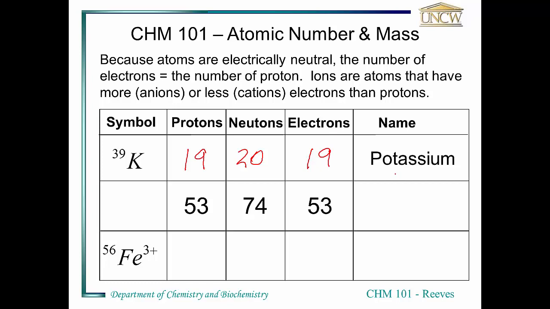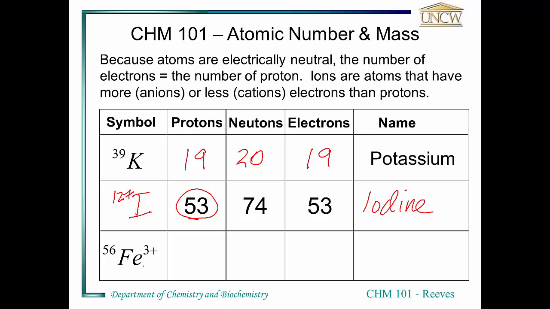Both have 19. In the second row, we see an element whose atomic number is 53 protons in the nucleus, and that turns out to be iodine. With 74 neutrons, the total atomic mass is 127. So we could put 53 down here, but again, that would be redundant, since it's iodine, it has to have 53 protons. And the name is iodine.